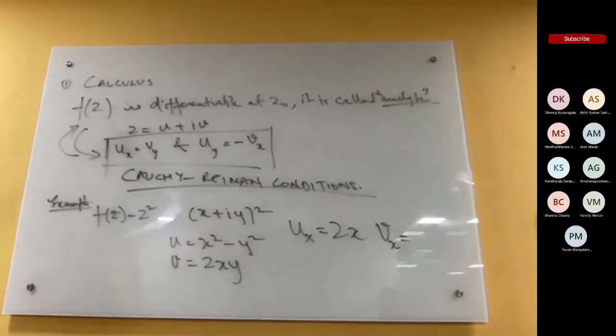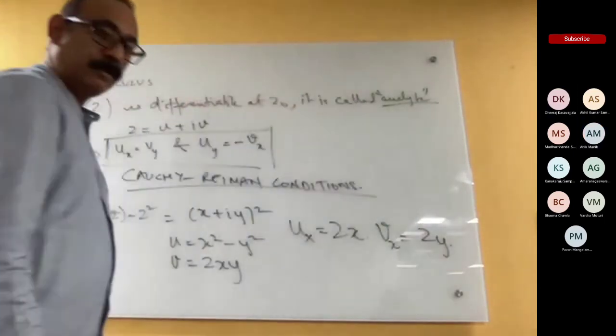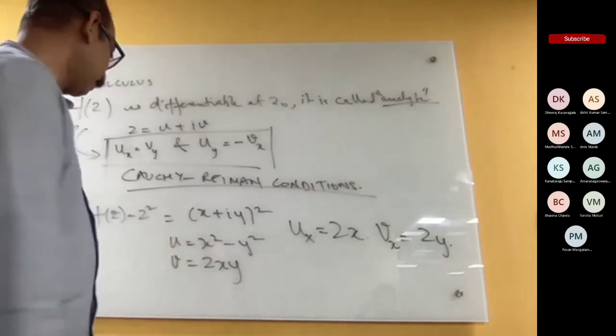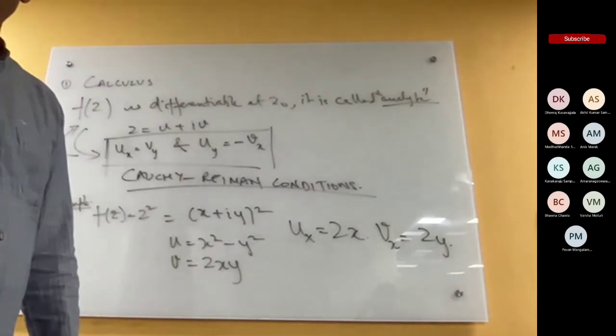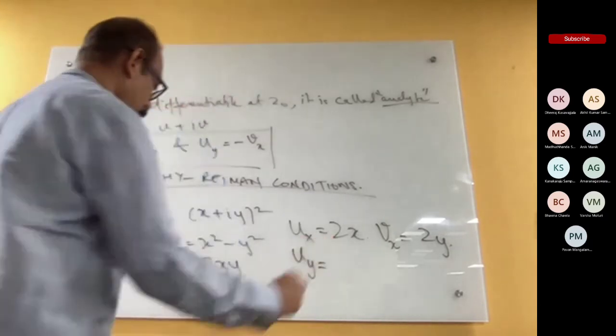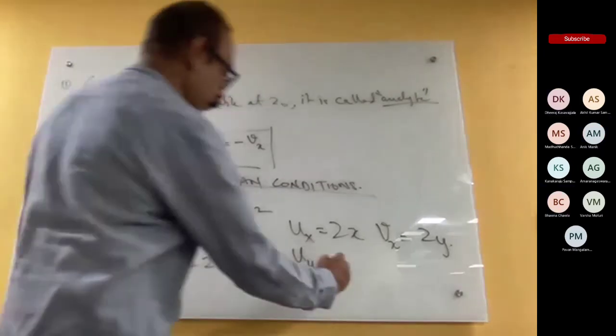With respect to partial derivative with respect to x. 2y. Good, a little late. Now, not you, somebody from the phone, I need this answer. What is uy? Partial derivative of u with respect to y? Minus 2y. Good.